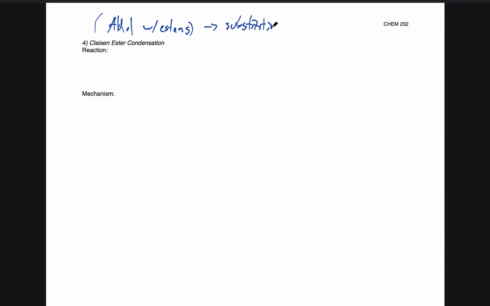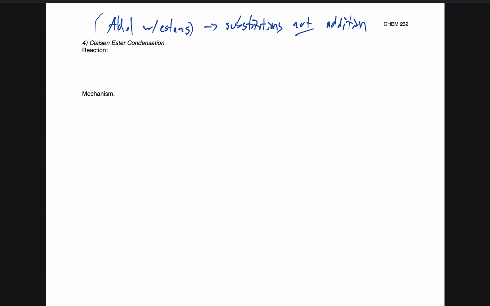So the next set of reactions we're going to look at is this. We're going to start here with the Claisen ester condensation. So we're using esters instead of aldehydes, right? So this is essentially the aldol with esters, okay? And moreover, this is going to be substitution, so we're reforming carbonyls all the way through and not addition.